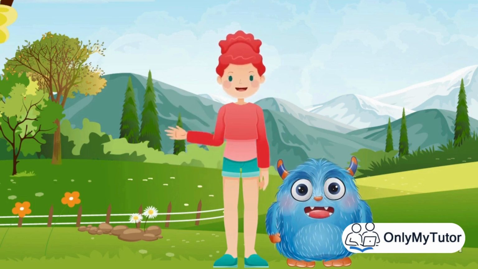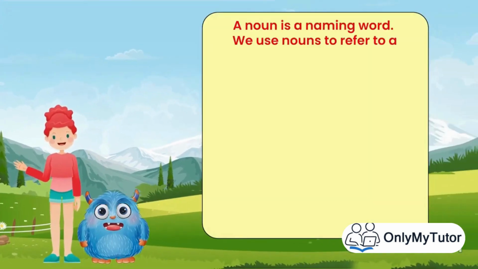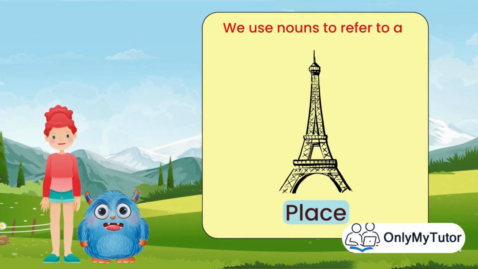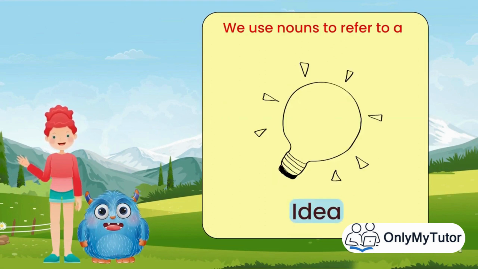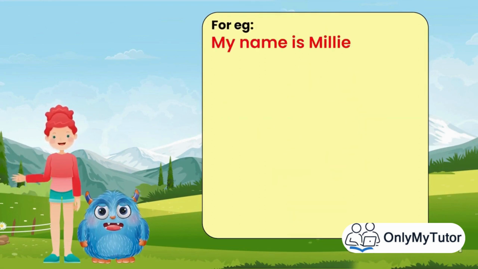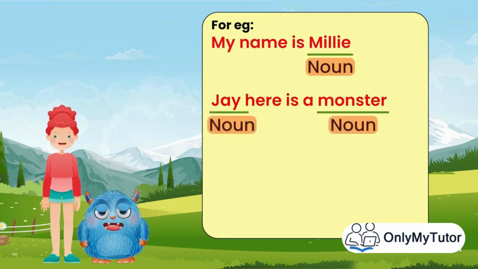Today we are going to learn about nouns. What are nouns? That's a good question. A noun is a naming word. We use nouns to refer to a place, a person, an animal, an object, or an idea. For example, my name is Millie, so my name is a noun. Similarly, Jay here is a monster. His origins and his name both are nouns. A sentence can have a number of nouns in it.